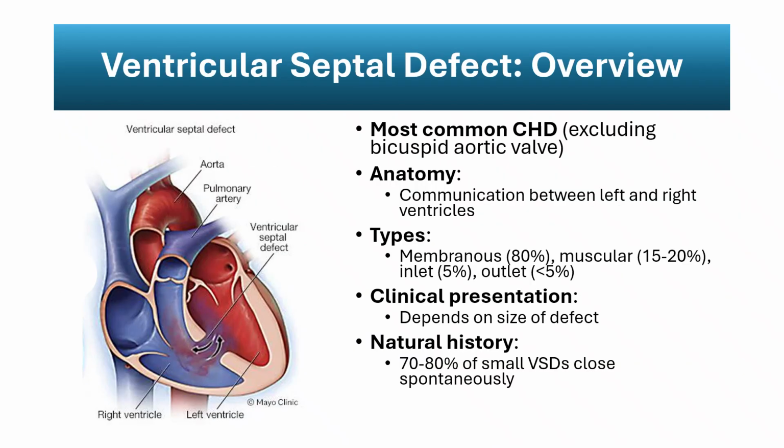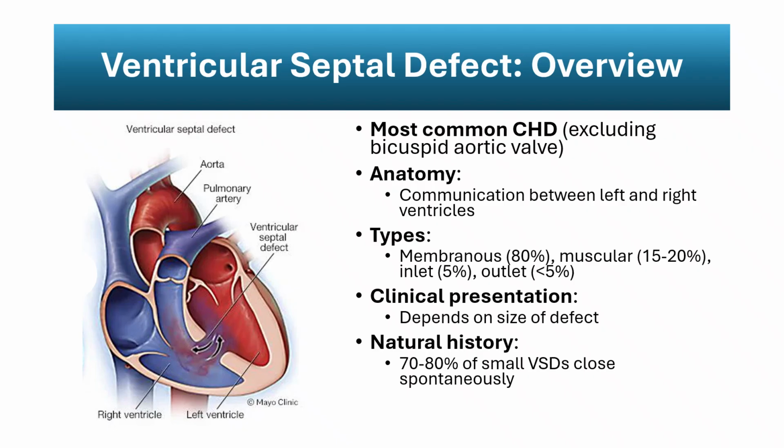A ventricular septal defect is the most common congenital heart defect, aside from a bicuspid aortic valve. By definition, it is an opening in the septum that allows blood to pass directly between the left and right ventricles. There are several anatomic types. Membranous defects make up about 80%, muscular defects account for 15 to 20%, and inlet or outlet defects are less common. While the location matters surgically, what drives symptoms at the bedside is the size of the defect.